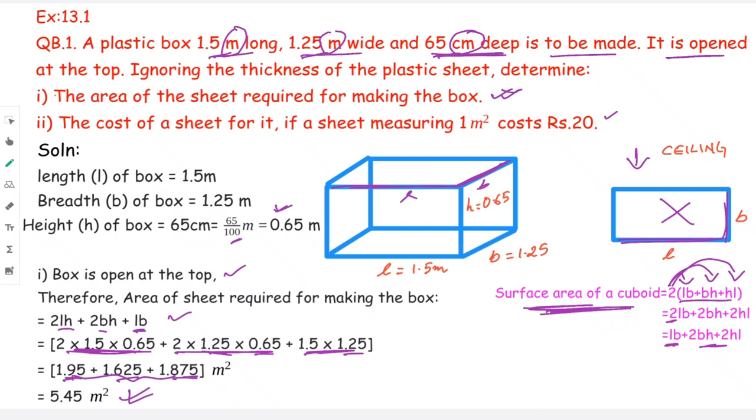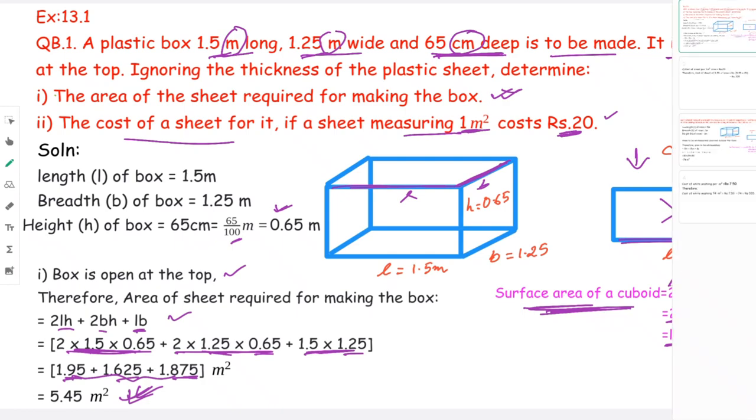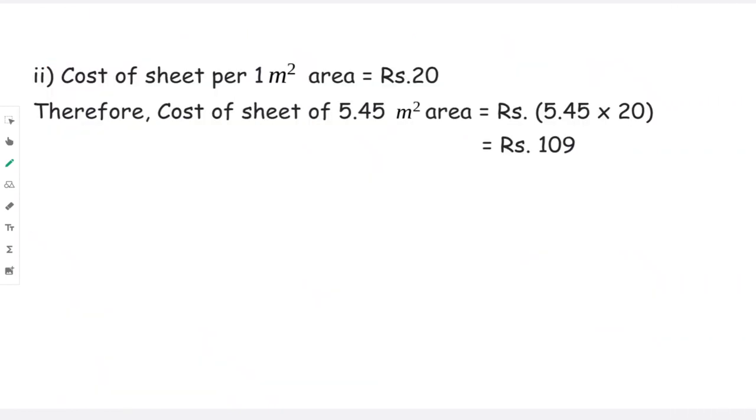Okay, the cost of a sheet. If the sheet measuring 1 meter square costs ₹20, that means for 1 meter square you're asked to pay 20 rupees. Then how many meters square do we have? We have 5.45, right? So we just have to multiply to get the total cost. So 1 meter square costs this much, and we have 5.45 meters square. You multiply, and you're going to see that we're going to spend 109 rupees.